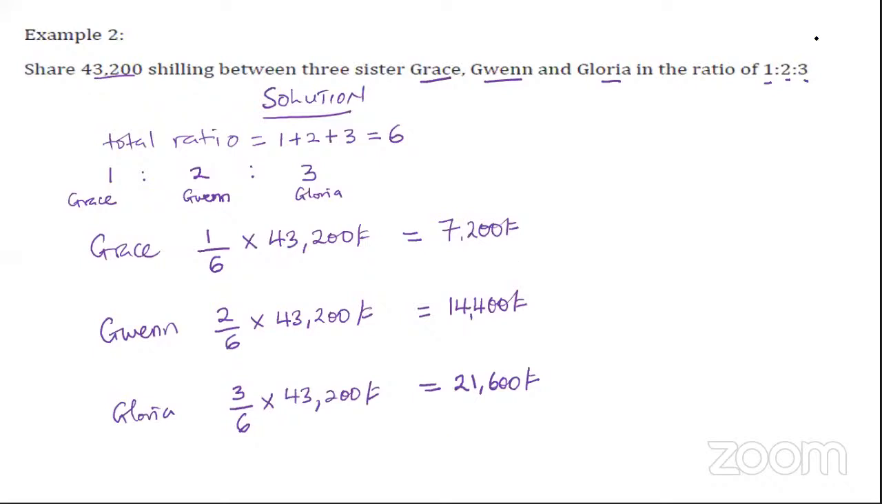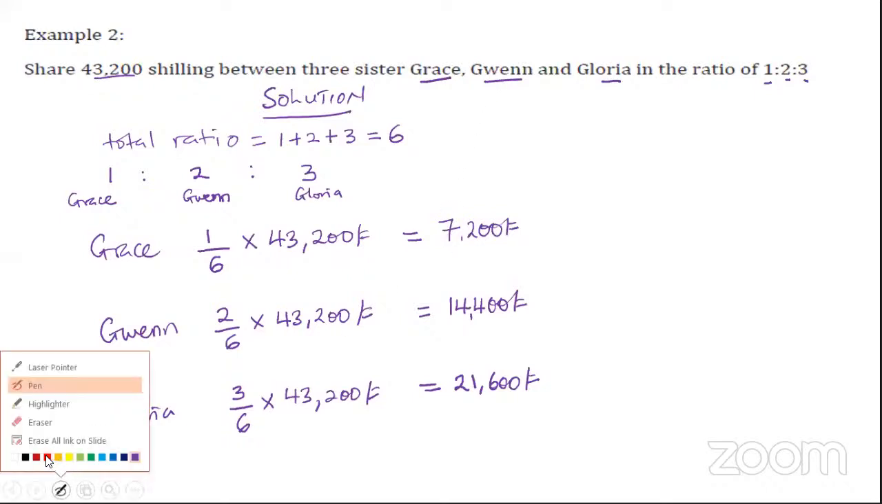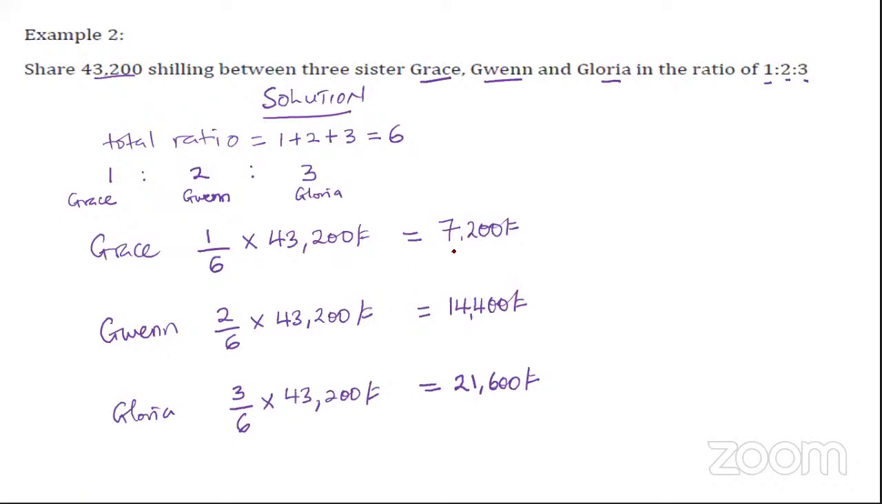But at the end of it all, you can now know who has got a lot, who has got little, who has the least amount. So a question can come. This money has been shared. Find out who got the highest amount. For you to find out, you first have to calculate through this. And then when you get this, you can compare and know that Gloria got the highest amount.